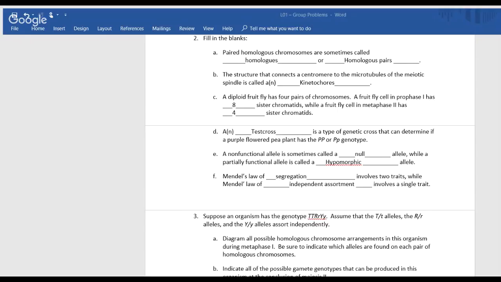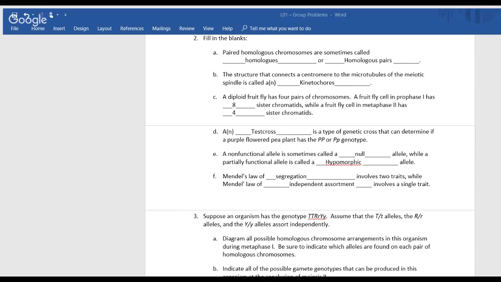A fruit fly cell in metaphase 2 has, so in metaphase 2, they've already gone through meiosis 1 and split apart. So we can see that once they've split, there'll actually be 2 sister chromatids left.